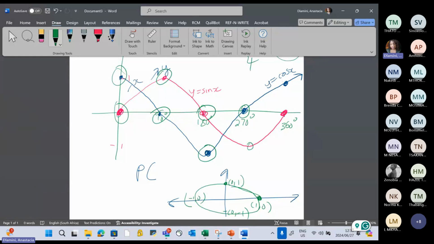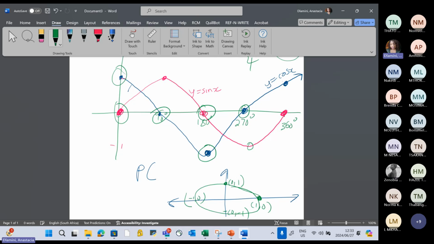Are we all together there? So sine, what is sine 90 degrees? It's 1. I want you to know it by heart. What is sine pi? Sine pi is 180 degrees. What's the answer of sine pi? It's 0.